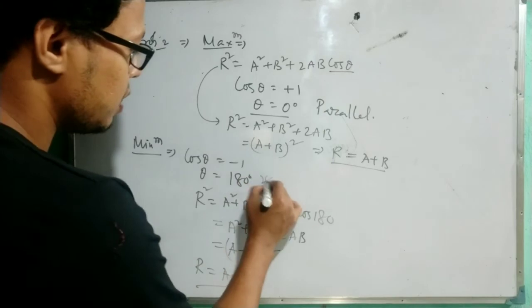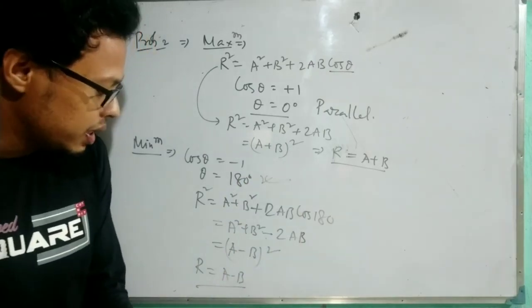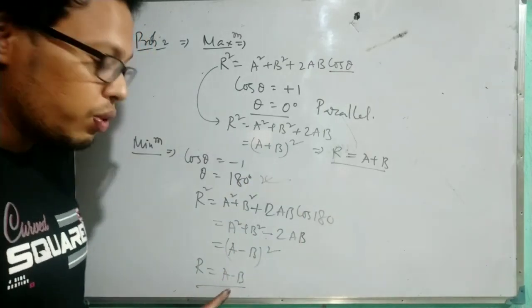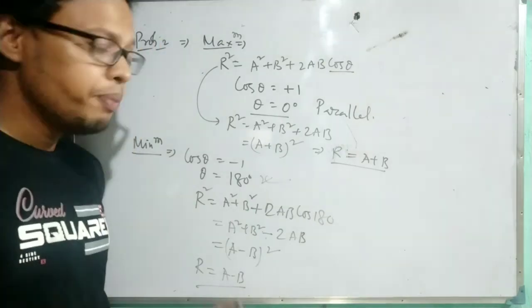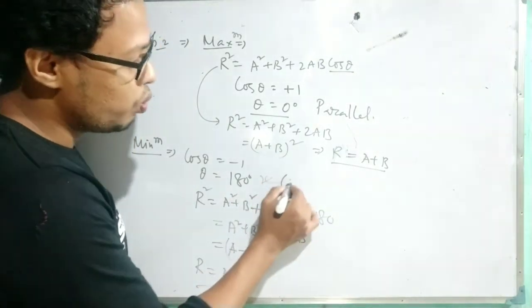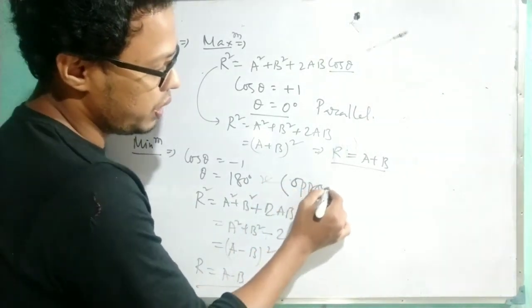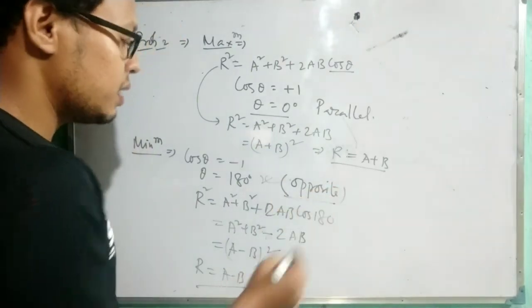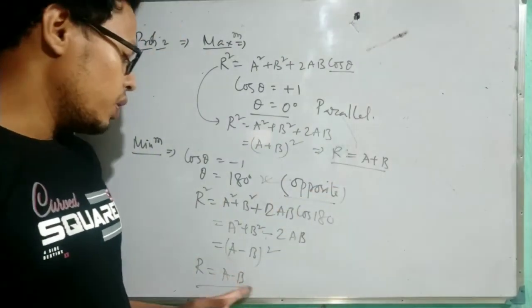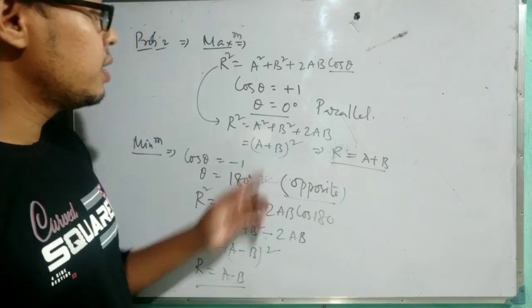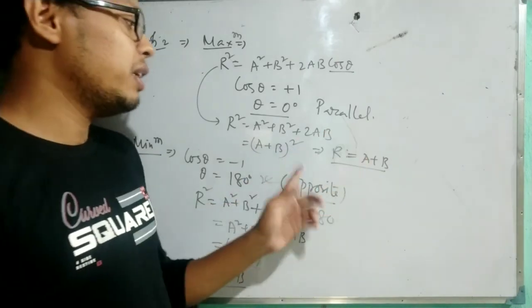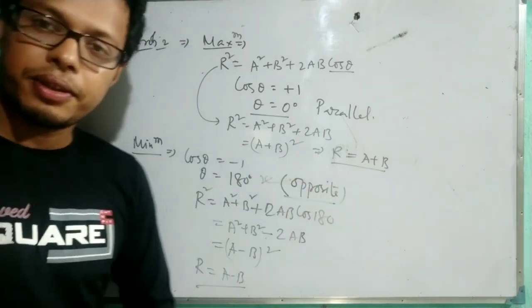So under this condition, when theta equals 180 degree, the resultant will be A minus B, and 180 degree means the two vectors are opposite to each other. When two vectors are opposite to each other, we get the minimum resultant, and when the vectors are parallel, we get the maximum resultant. Clear?